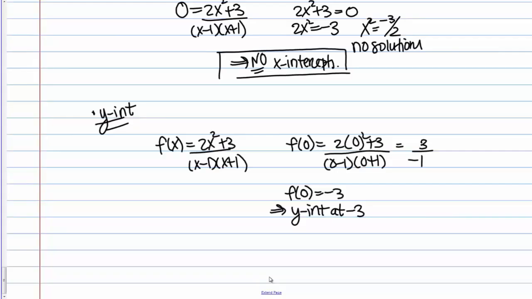Now we have all the pieces of information we need to graph this function. We just have to put them together very carefully. So Elizabeth's going to do that for you in the next video.